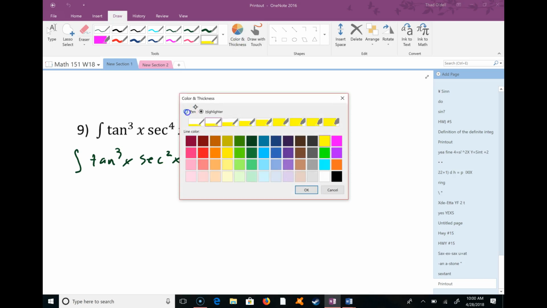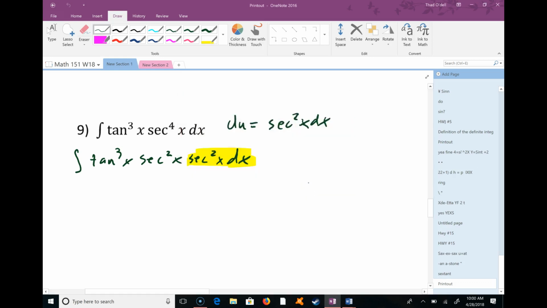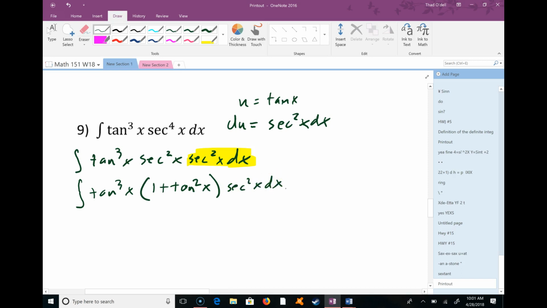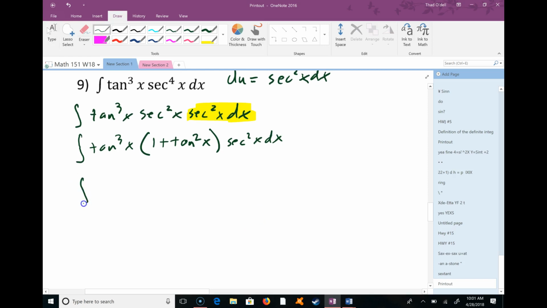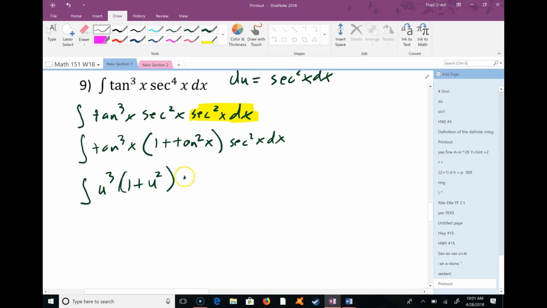So that means I'm going to let u equal tangent. So then my integral is going to be tangent cubed x times 1 plus tangent squared, because that's what secant squared is, and that's secant squared x dx, right? So now I'm ready to make my substitutions. So it's going to be u cubed times 1 plus u squared times du.